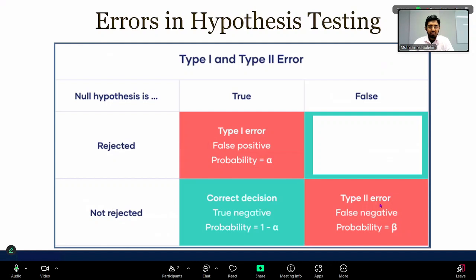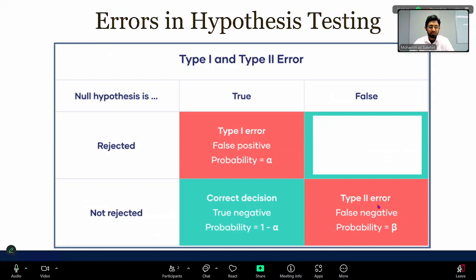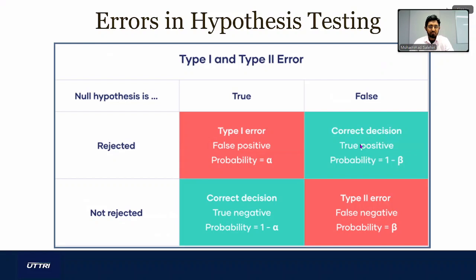So in our case, in part 1, we fail to reject the null hypothesis, right? So even though mu is 232, the null is not correct and still we fail to reject the null. That means we committed a type 2 error. Now, the last one: if the null is false and we reject the null, that means we are reaching a correct conclusion. There is no error in our testing.